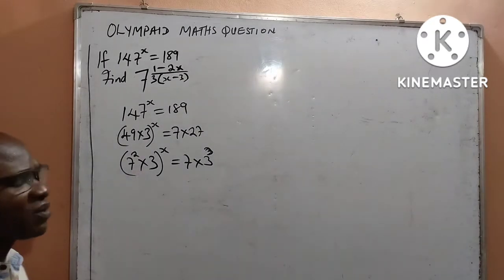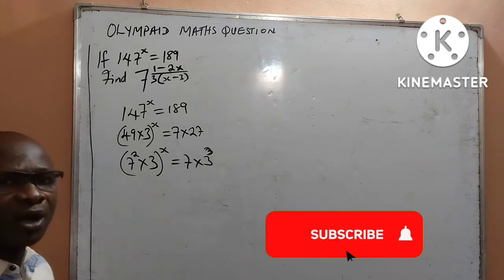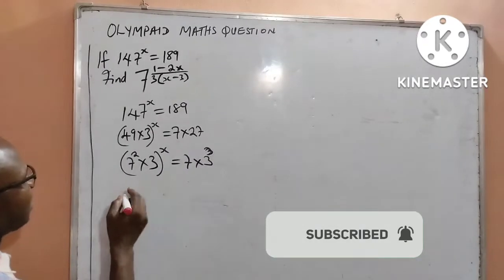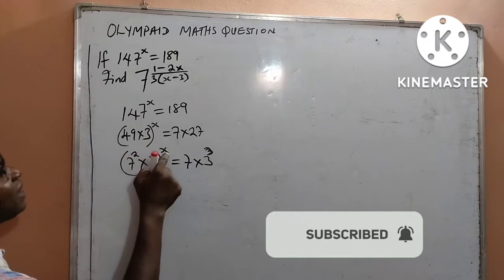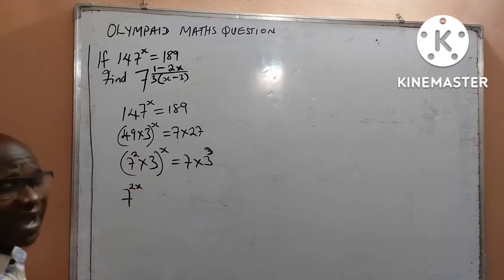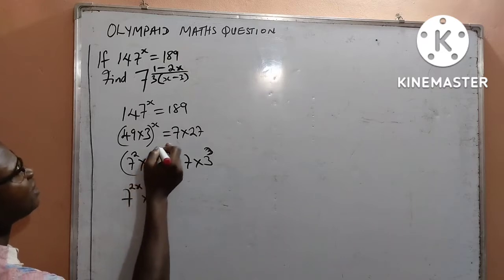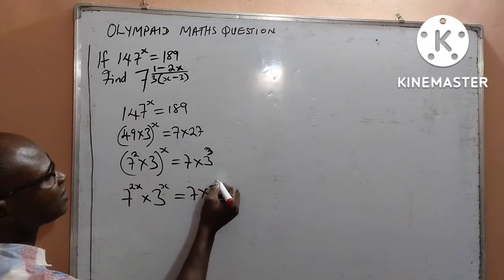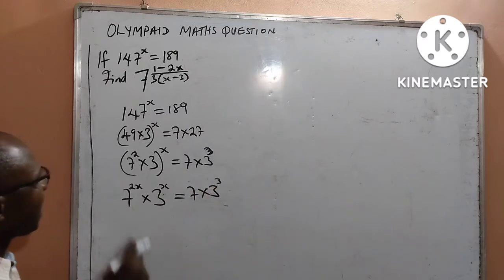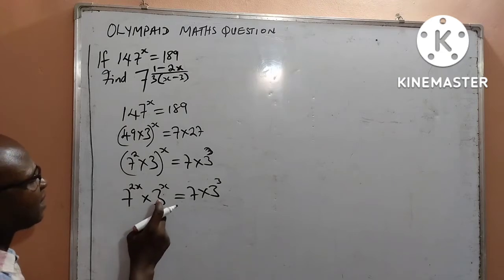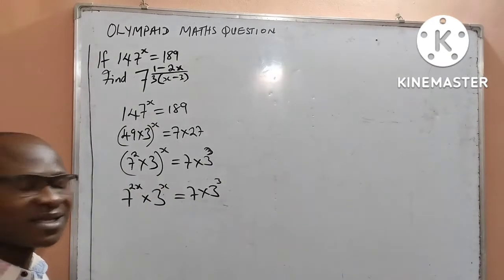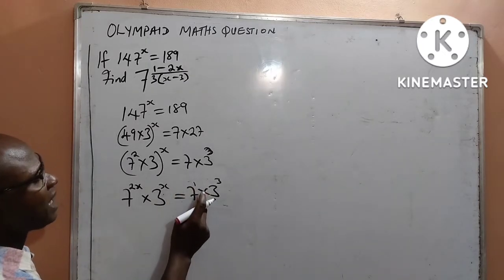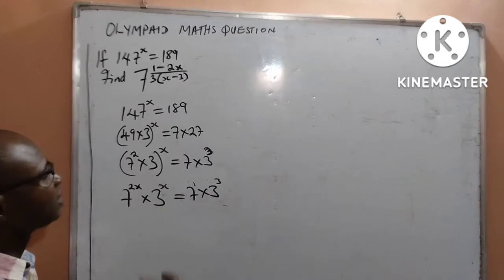Then, looking at this, I will apply the power law of indices, where we multiply the exponents. That means I shall have 7 raised to the power 2 times x, which gives 7 raised to the power 2x, and 3 raised to the power 1 times x, which gives 3 raised to the power x, equal to 7 multiplied by 3 raised to the power 3. Now, I have 7 raised to the power 2x multiplied by 3 raised to the power x on the left hand side, and 7 raised to the power 1 multiplied by 3 raised to the power 3 on the right hand side.